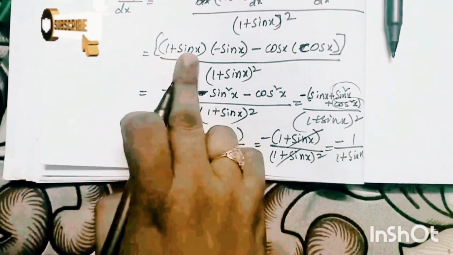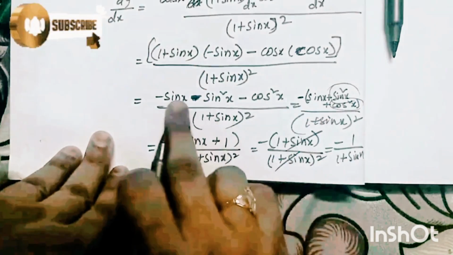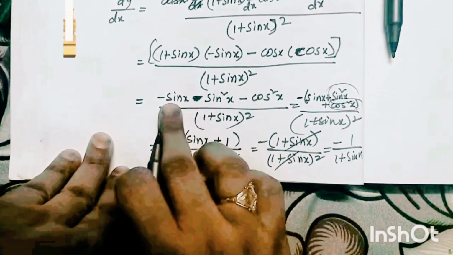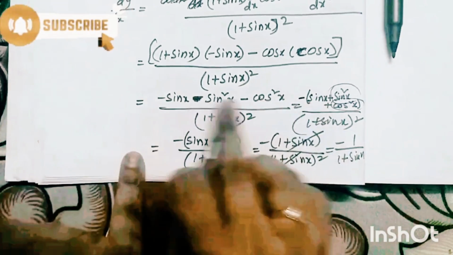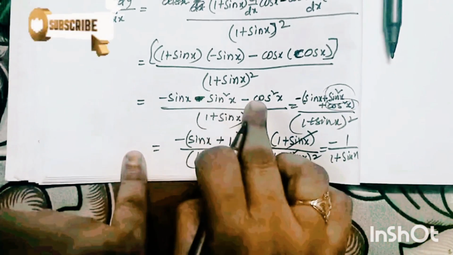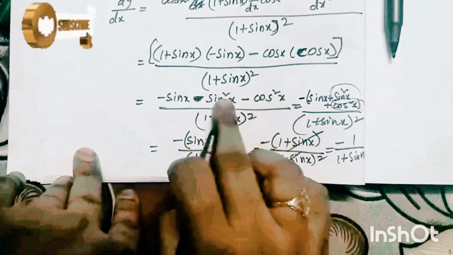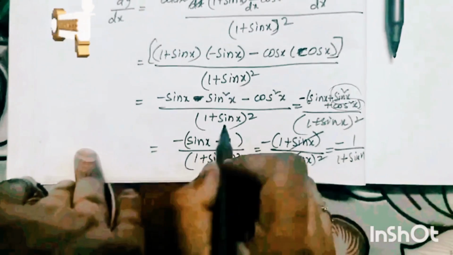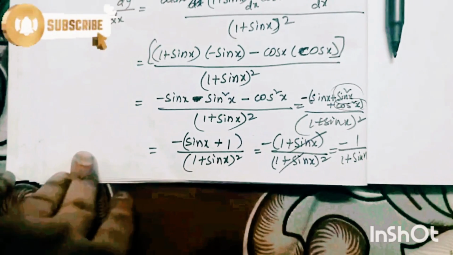Understood, children? 1 plus sin x, minus sin x we have to multiply. We get these two terms, minus cos square x. Now take out common minus here. Then the remaining terms are sin x plus sin square x plus cos square x. So these two terms, sin square x plus cos square x, become 1. So 1 plus sin x whole square.